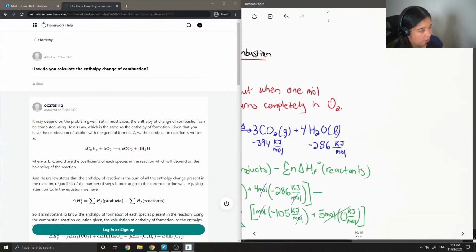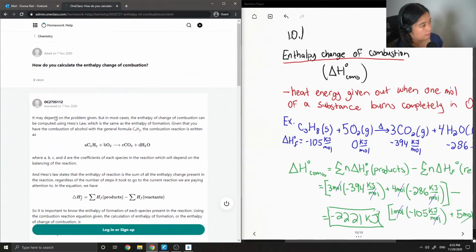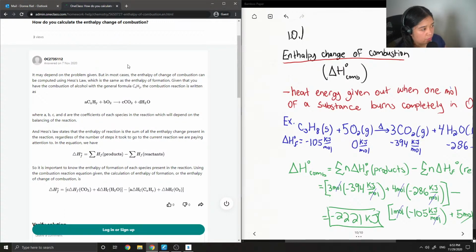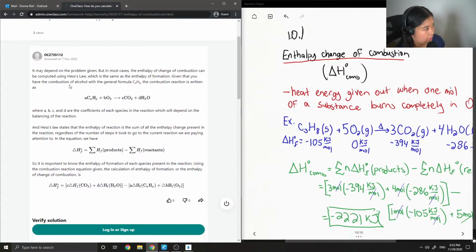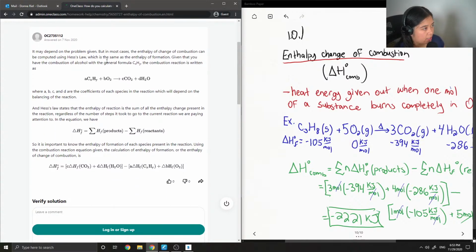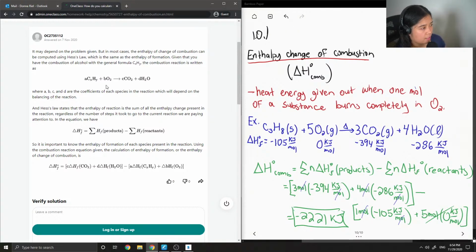Okay, so let's see what our junior tutor said about this question. It may depend on the problem given, but in most cases, the enthalpy of change of combustion can be computed using Hess's law, which is the same as the enthalpy of formation. Given that you have the combustion of alcohol with the general formula CxHy, the combustion reaction is written as, and then they have our coefficients shown as well. So aCxHy plus bO2 makes cCO2 plus dH2O, where a, b, c, and d are the coefficients of each species in the reaction, which will depend on the balancing of the reaction.